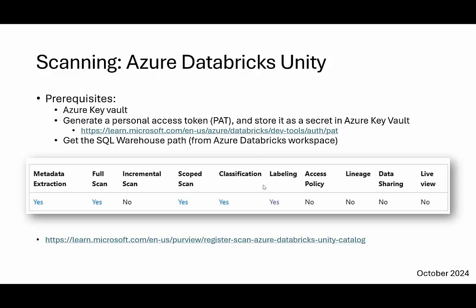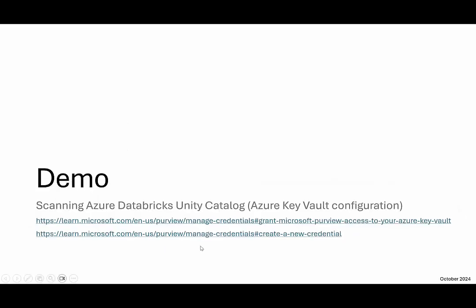I also here add the table from the connector web page documentation just to show you, as of October 2024, what we are supporting today in terms of capabilities, like full scan but no incremental scan. We can scope the scan and we get the classification, for instance. If you need to have more information, you can go in this link. But let's show you that in action.